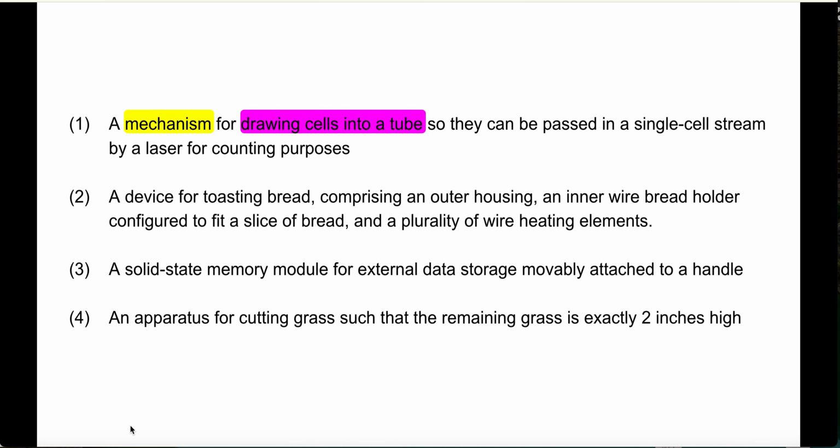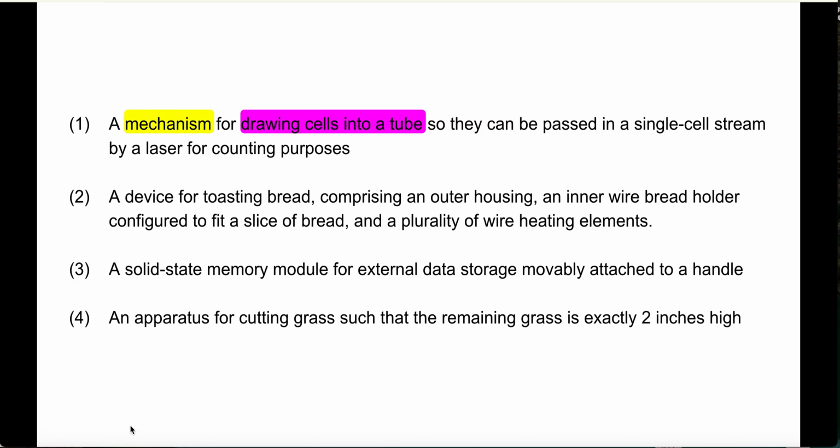And then if you read the rest of it, it doesn't tell us anything else about how it is built or structured or put together. So this claim would likely invoke 112F because it describes a flow cytometer in terms of what it does rather than what it is or how it's built.